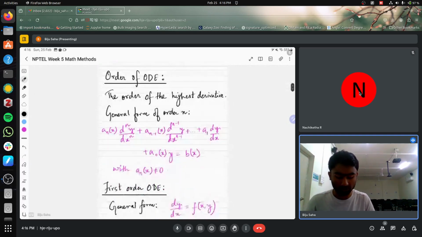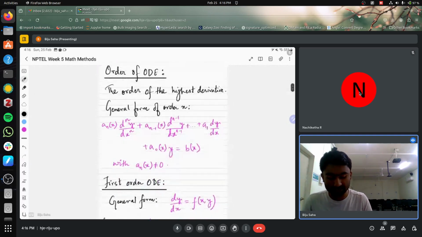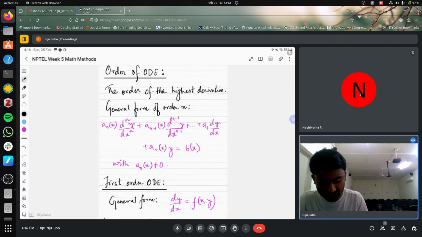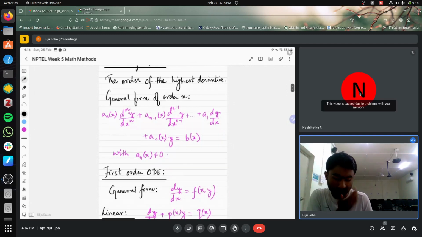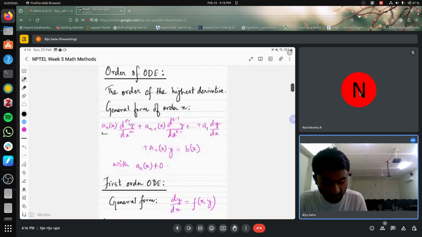So the order of an ordinary differential equation is the order of the highest derivative that appears in the differential equation. This is a very general form. First, we have the nth derivative of y with respect to x, then the (n minus 1)th derivative of y with respect to x, and so on, equal to b(x). All of these are functions of x. So we can conclude that this is a linear differential equation.